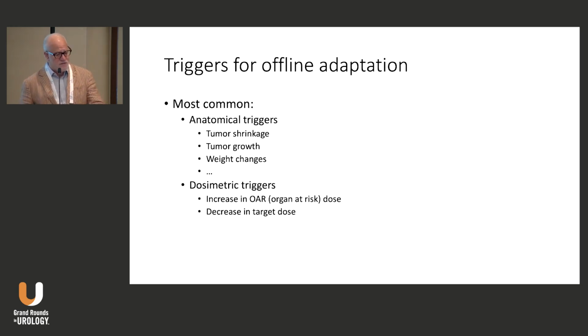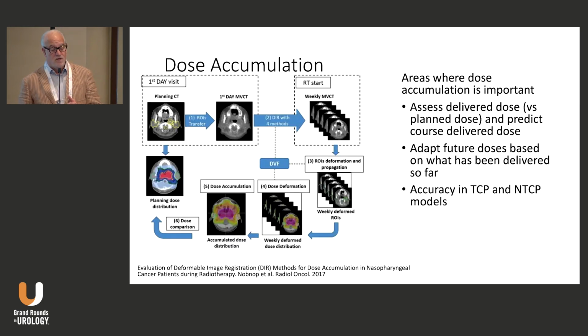So just a couple of summary slides. Triggers for offline adaptation: anatomical triggers, tumor shrinkage or tumor growth, changes in the patient's weight, and then a dosimetric increase in the organ at risk dose might make you want to change, or a decrease in the target dose.